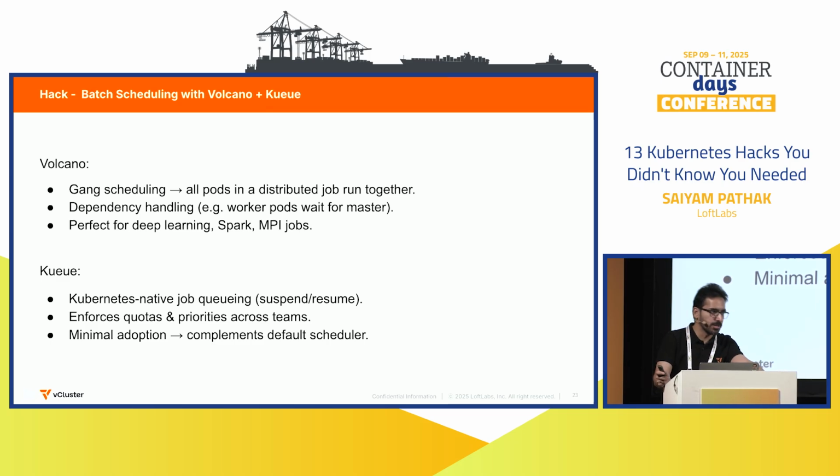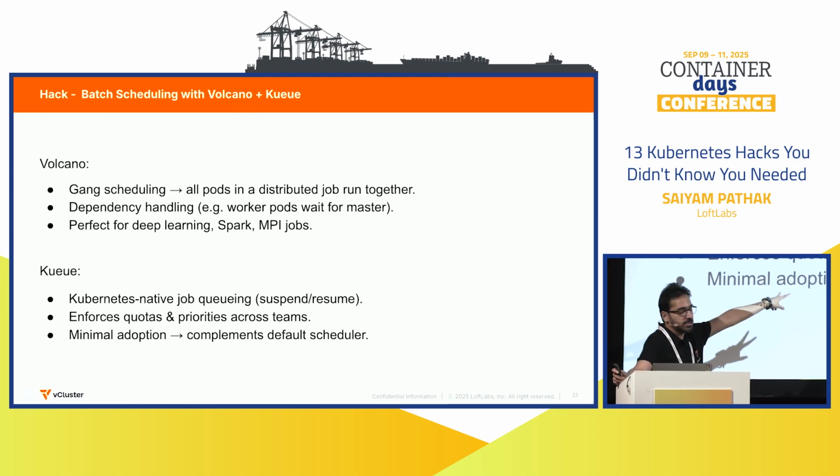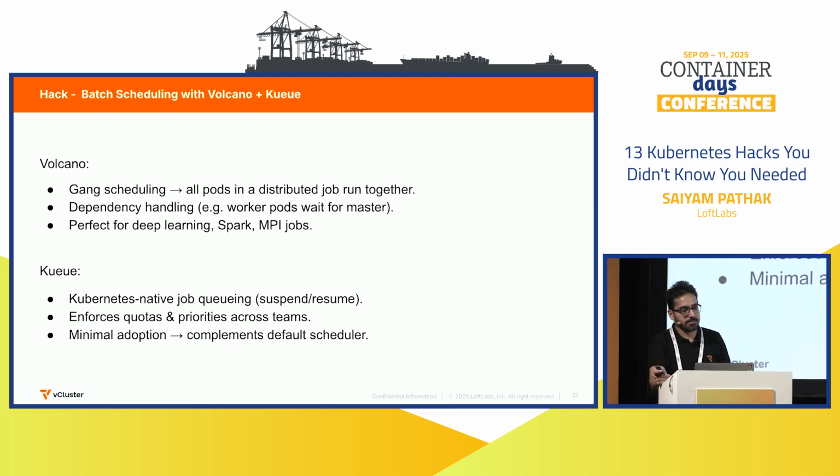Kueue is a newer one, more Kubernetes native, more job oriented. It's not a scheduler replacement. It's for job queuing, and it enforces quotas and priority across teams. So this is the important concept over here. It's pretty easy, and it complements the default scheduler rather than replacing it, which Volcano does.